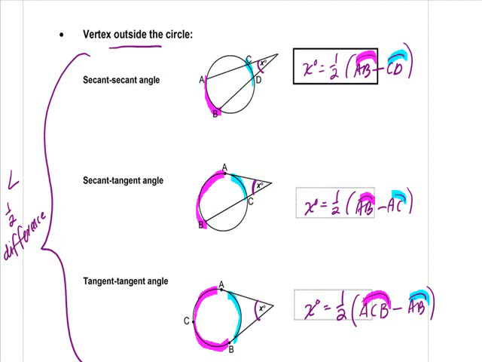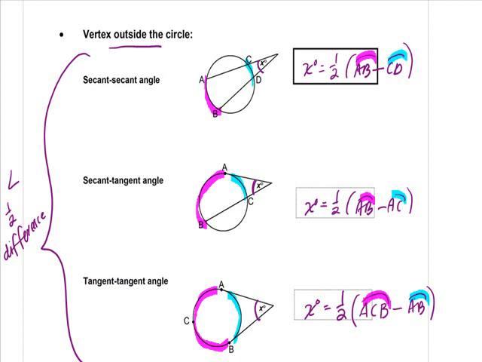When the vertex is inside the circle, it's half the sum. If it's on the circle, it's just half the arc. Now, these problems aren't difficult to do, but if you don't memorize the relationships correctly, then they become impossible. So if you make a note card for each one, if you make a flip book, whatever way you like to memorize, treat this like memorizing vocab. You need to memorize the formulas.